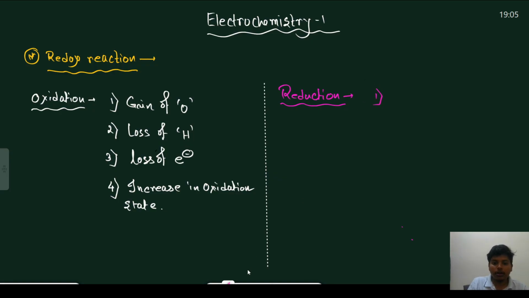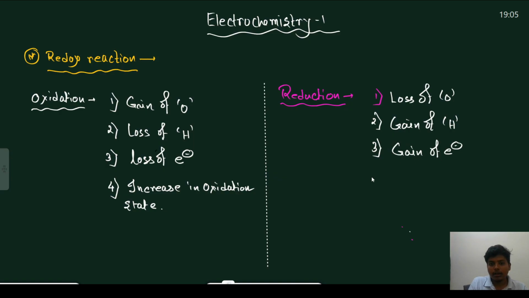That means, in oxidation there is gain of oxygen, so here in reduction there will be loss of oxygen. Next, loss of hydrogen in oxidation means gain of hydrogen here. Loss of electrons means there will be gain of electrons. And in reduction, a decrease in oxidation state will be there. Clear?